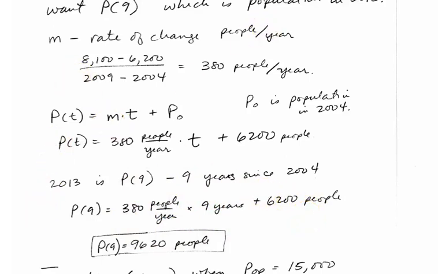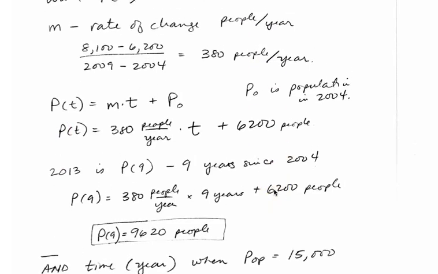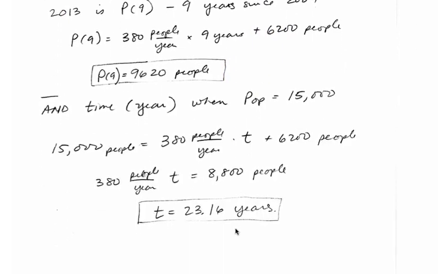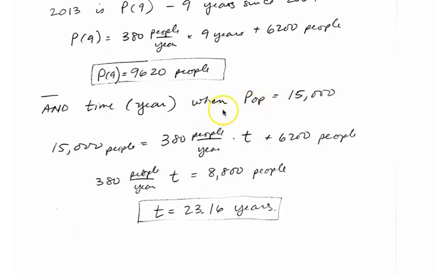So it's very much a big help to track your units as you go through these problems. So we will do that. I'll make sure we get in the habit of doing that. And then the time in years when the population, the second part, is 15,000. So in this case, we would know what the output is, right? 15,000. And what we're trying to solve for is t right there.